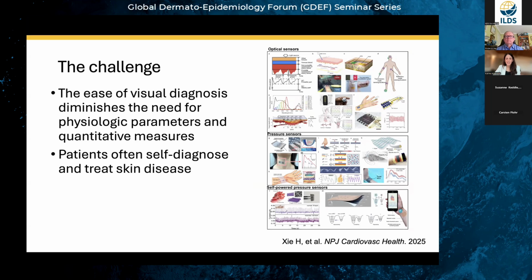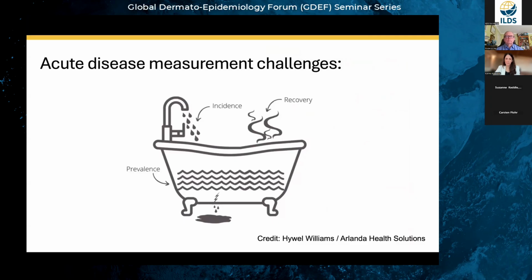Patients also self-diagnose and treat skin disease, so it may be more challenging to capture those types of conditions rather than those that always show up in a hospital or emergency room. So thinking about incidence, prevalence, mortality, morbidity, sometimes there's the idea of the epidemiologist's bathtub, with disease incidence being what's going in, prevalence what's still in the bathtub, the mortality perhaps what's leaking out. You could think of recovery as what's evaporating.